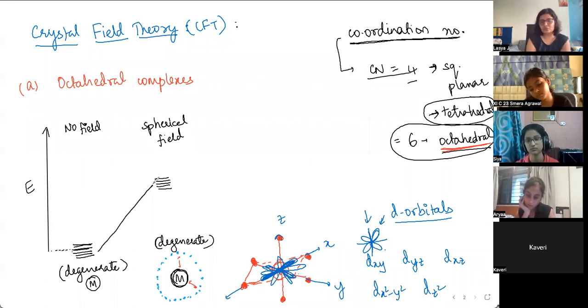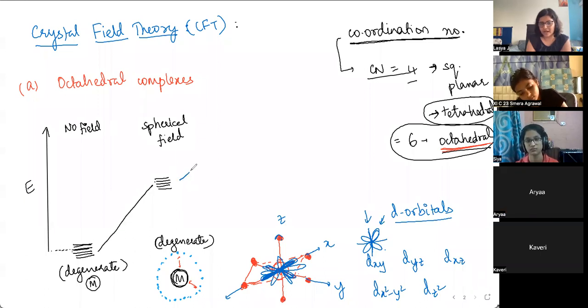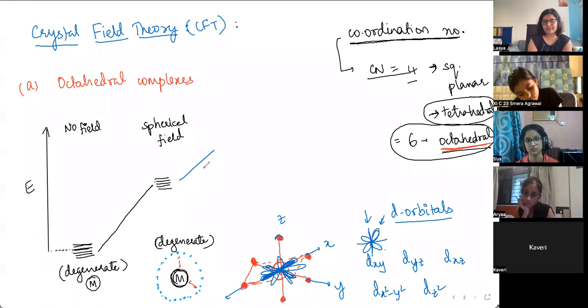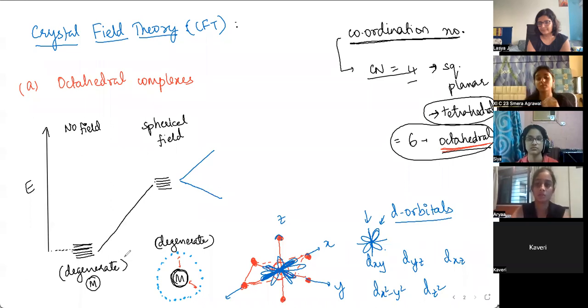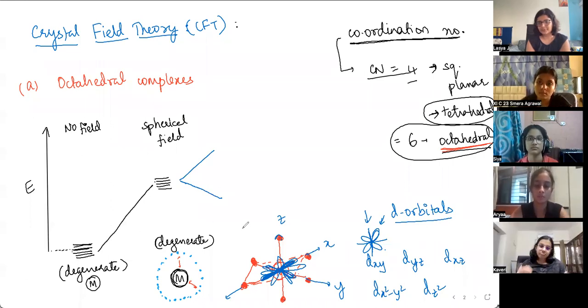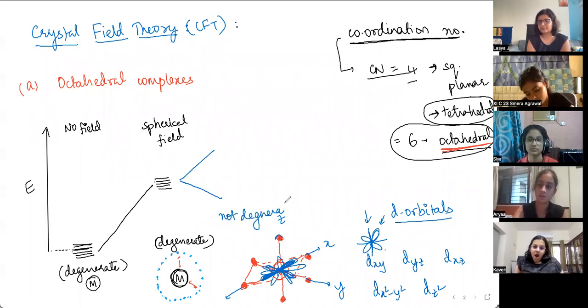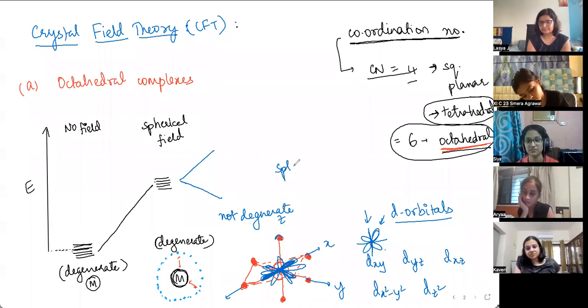So now all 5 orbitals will not be of equal energy. The orbitals that face more repulsions will have higher energy, and the orbitals that face less repulsions will have lower energy. Okay, so which means the d orbitals are not degenerate anymore. They split. So this kind of splitting is called crystal field splitting.